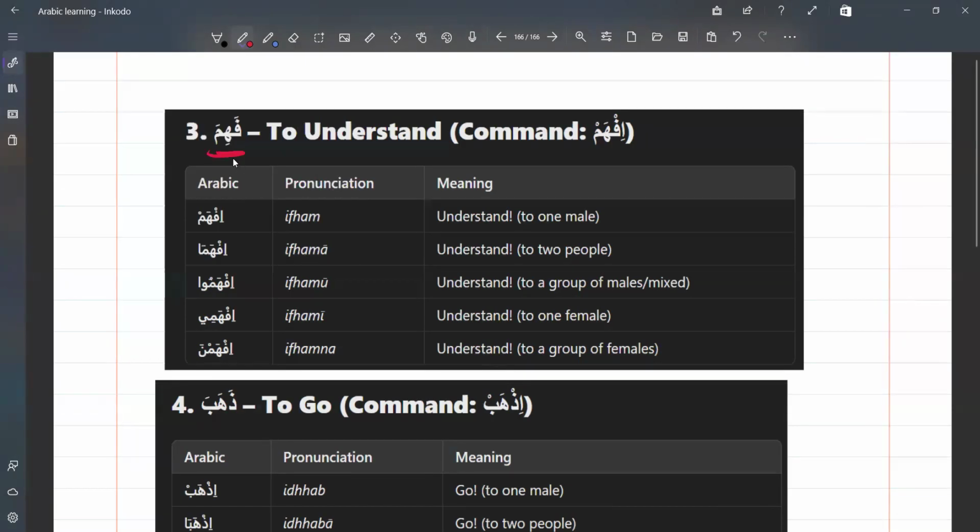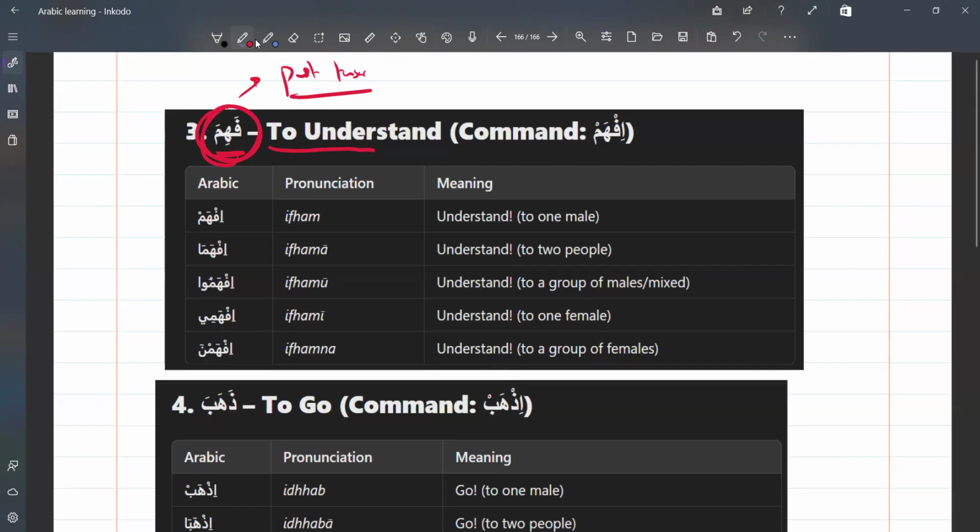Now, fahima means to understand. Fahima is a verb which means to understand. And this variation is of the past tense. We have done this past tense. It means he understood, right? He understood. Fahima means he understood, because it is the third person masculine variation of the past tense.